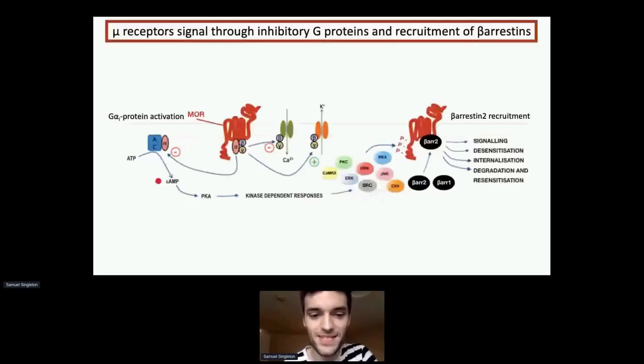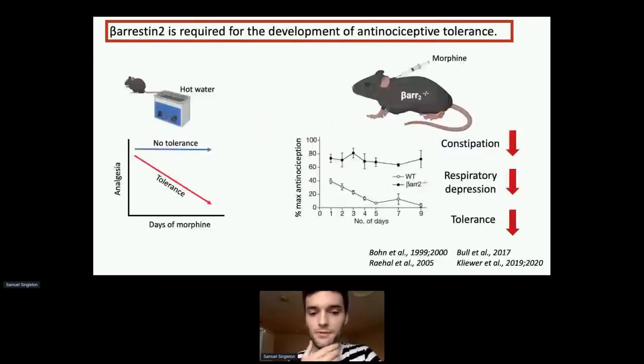In neurons, this is achieved by inhibition of calcium channels and also by activating potassium channels. This causes less current to come in and more to go out, leading to reduced activity. Over time, these receptors will also be phosphorylated, which leads to the recruitment of proteins called beta-arrestins. Beta-arrestins are extremely important in the development of tolerance.